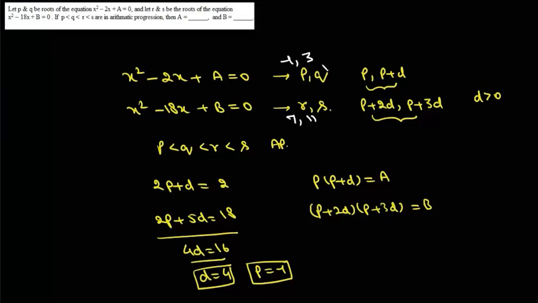Now A is nothing but product of roots. So this is minus 3, and B is product of roots of this equation, and that will be 77. So value of A is minus 3 and value of B is 77, and that is the answer to this question.